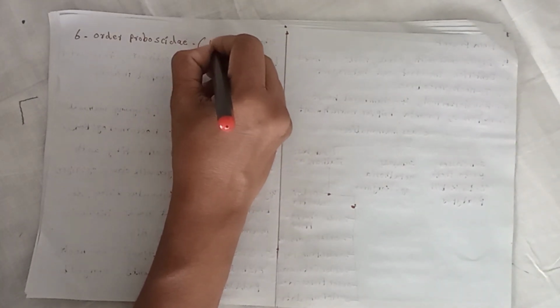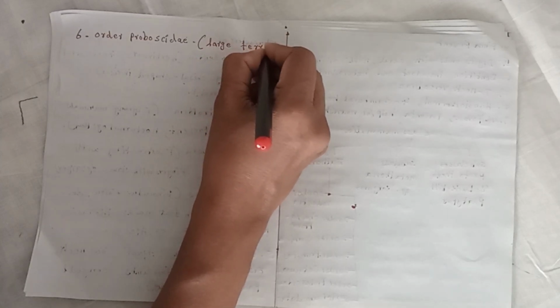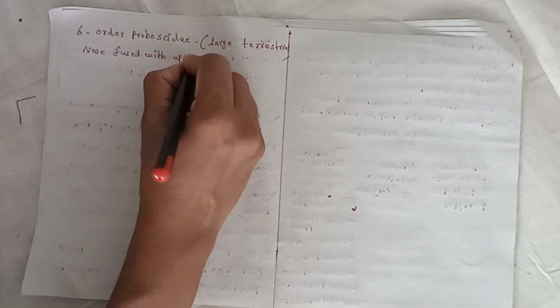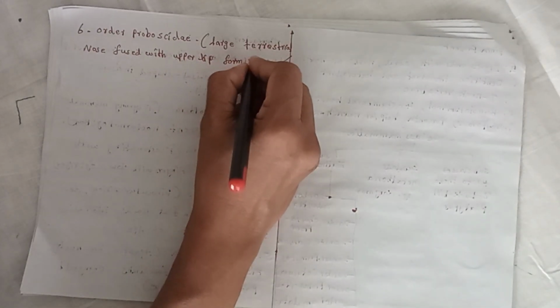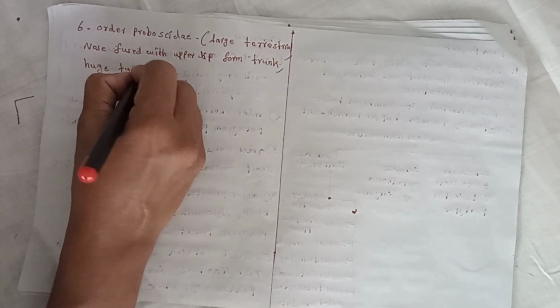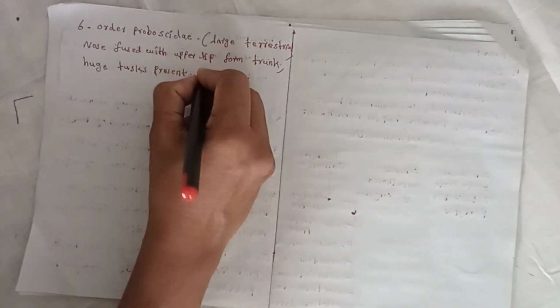The sixth order, Proboscida. Characters: large terrestrial animals, nose fused with upper lip to form a trunk, huge tusks present. Example, elephant.